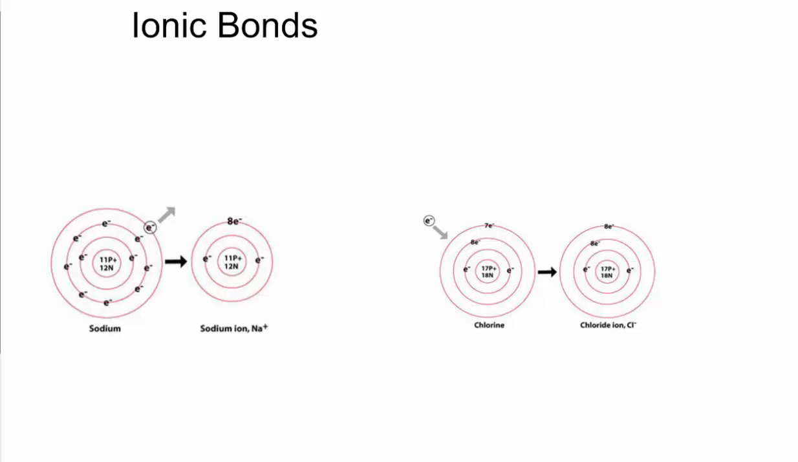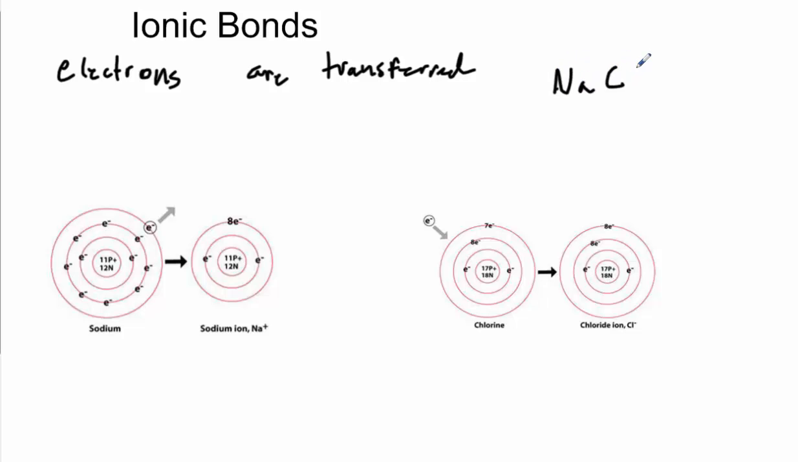Last time I mentioned that atoms can form bonds to become stable, and remember that's because if they don't have 8 valence electrons, they want to get to 8 valence electrons. So an ionic bond occurs when electrons are transferred. Electrons actually move from one atom to another, and that results in a charged atom called an ion, and those ions, because they have opposite charges, will stick together. So let's take a look at the common compound, sodium chloride, NaCl.